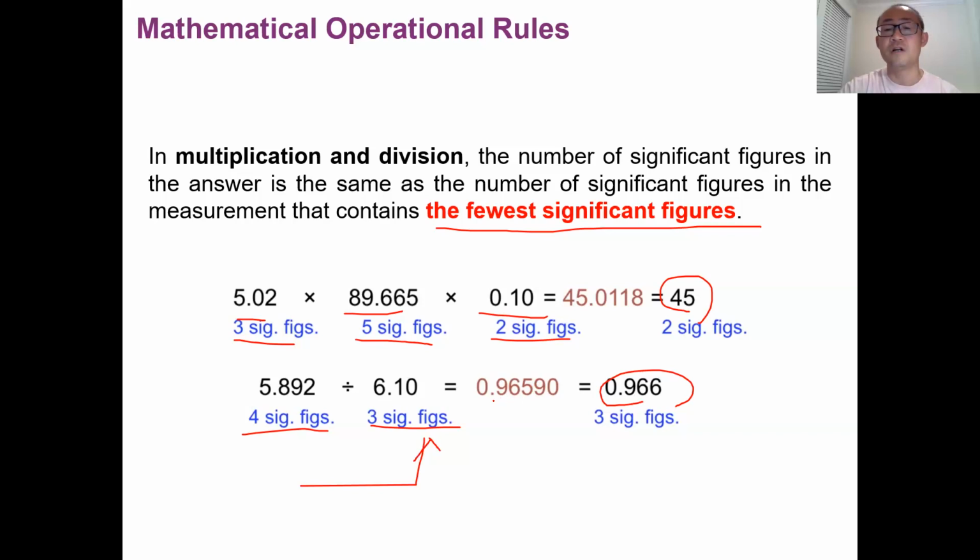So we have to round 0.9659 to 0.966. Okay, the 9 rounds up. So 0.9659 goes to 0.966. Okay, again, when it comes to multiplication and division, the final answer has the same number of sig figs as the measurement that contains the fewest number of sig figs.